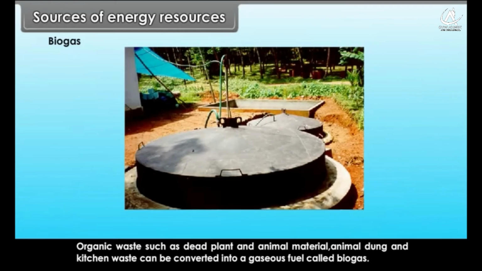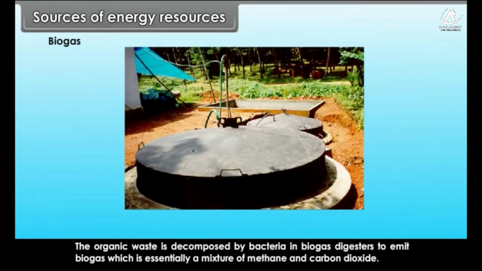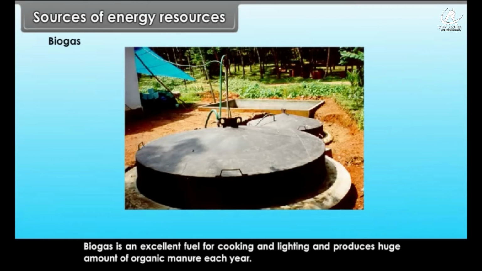Biogas. Organic waste such as dead plant and animal material, animal dung and kitchen waste can be converted into a gaseous fuel called biogas. The organic waste is decomposed by bacteria in biogas digesters to emit biogas, which is essentially a mixture of methane and carbon dioxide. Biogas is an excellent fuel for cooking and lighting and produces huge amount of organic manure each year.